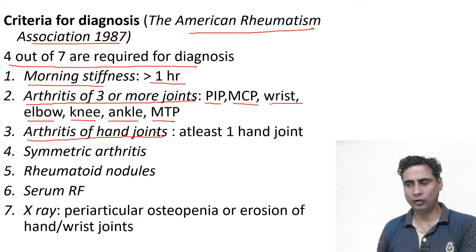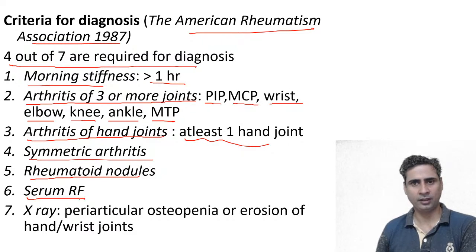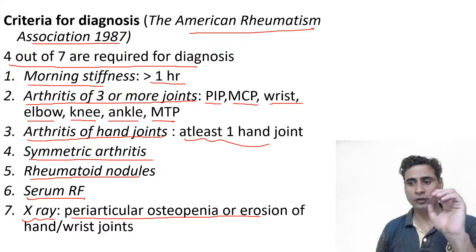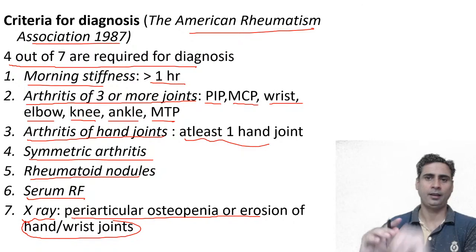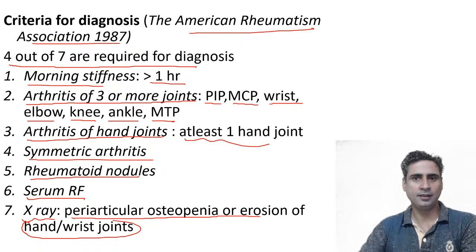There is arthritis of hand joints. At least among these, one should be a hand joint. Symmetrical involvement of joints, with bilateral symmetrical arthritis. Presence of rheumatoid nodule. Presence of serum rheumatoid factor. And on X-ray, periarticular osteopenia or erosion, especially of the joints of the hand and wrist. So this is the criteria.